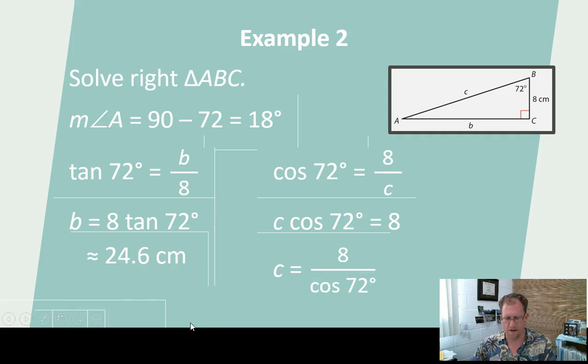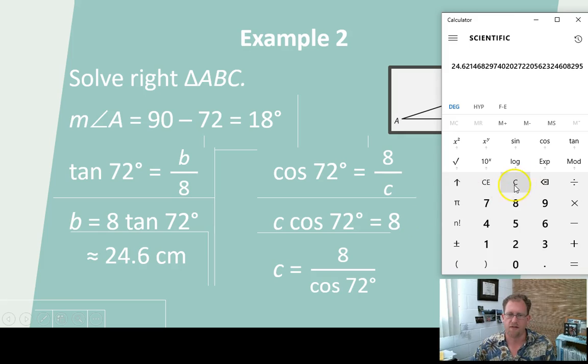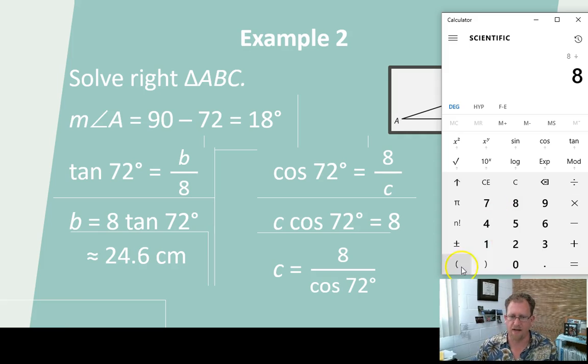So let me get my scientific calculator back out. Let's clear it up here. And let's say 8 divided by, and then I need a parenthesis, 72 cosine, close parenthesis.